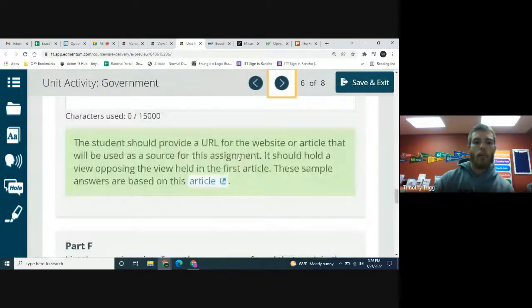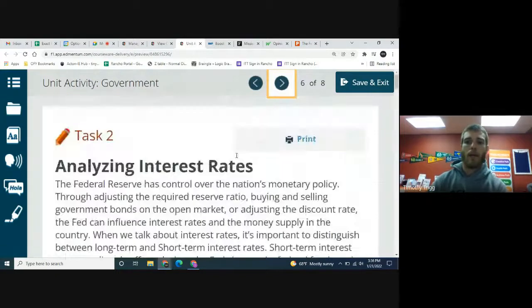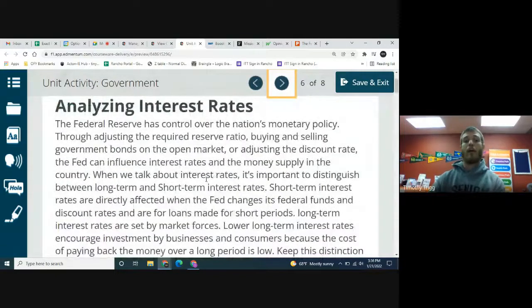Okay, so now we're going to shift gears a little bit. We're not going to talk about government spending; we're actually going to talk about interest rates. This is a very important thing, a very heavy topic that's been talked about in the economy recently. Let's read this paragraph here. The Federal Reserve has control over the nation's monetary policy. Through adjusting the required reserve ratio, buying and selling government bonds on the open market, or adjusting the discount rate, the Fed can influence interest rates and the money supply in the country.